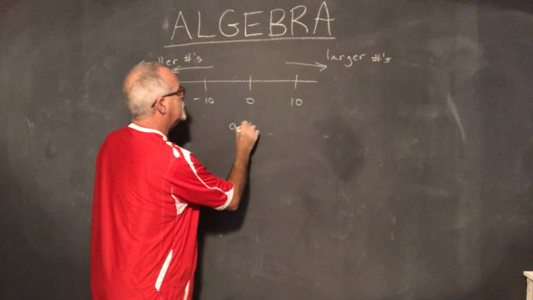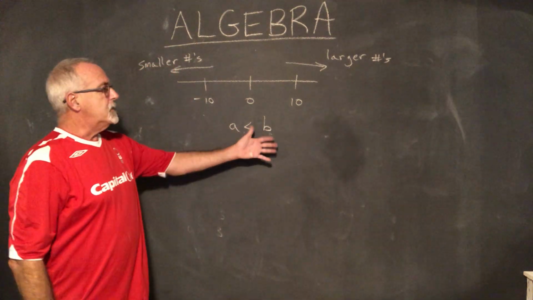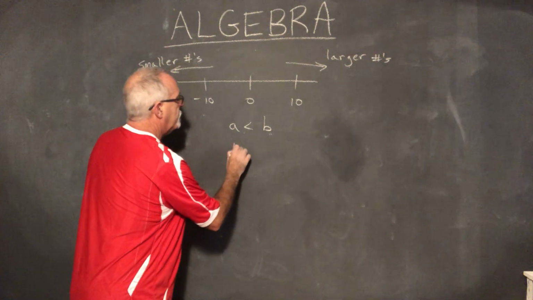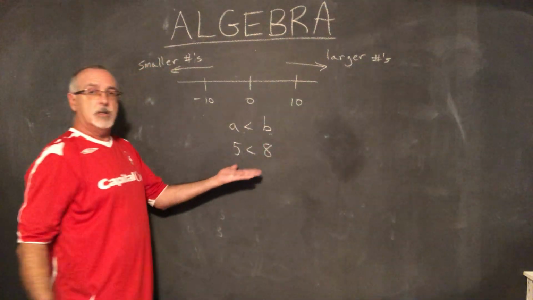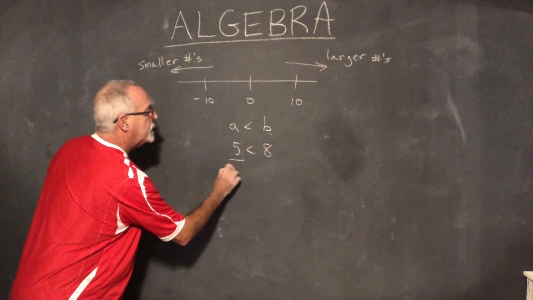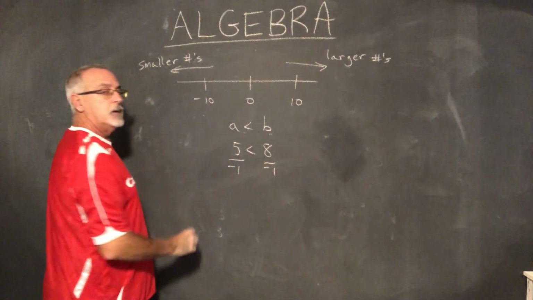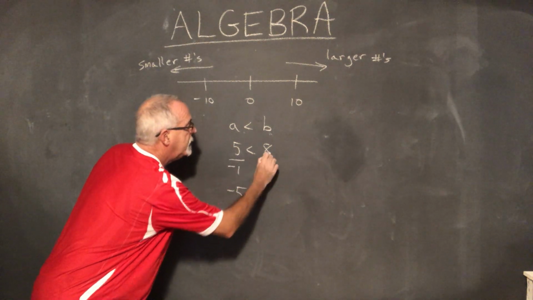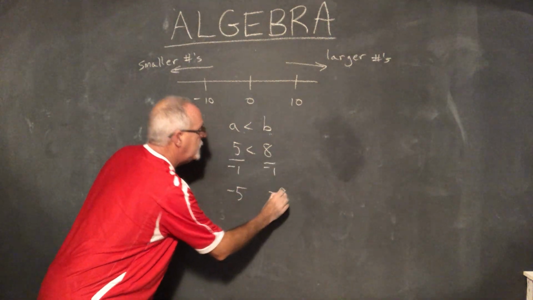Okay, so let's try the idea. Let's say A is less than B. One number is less than another. Let's find an example though instead of using these letters. 5 is less than 8. That's true. We know 5 is less than 8. But what if I divide both of these by a negative number? I will divide them both by negative 1. 5 divided by negative 1 is negative 5. 8 divided by negative 1 is negative 8.